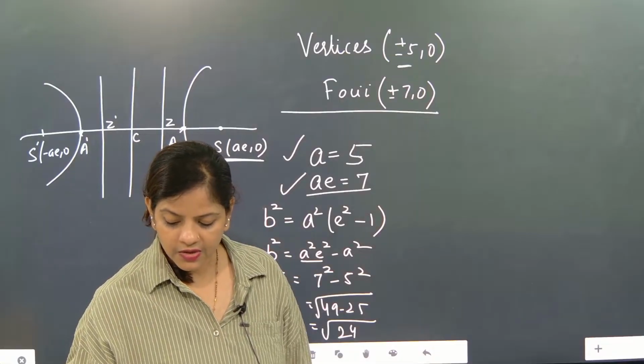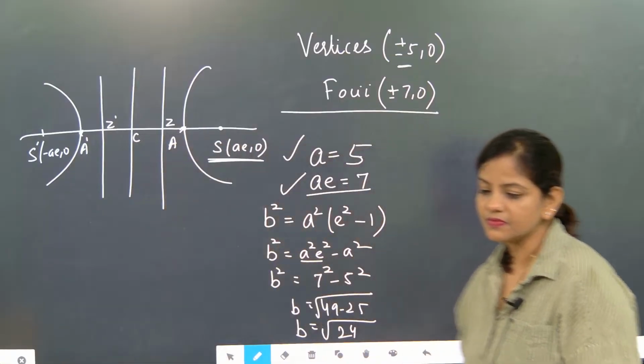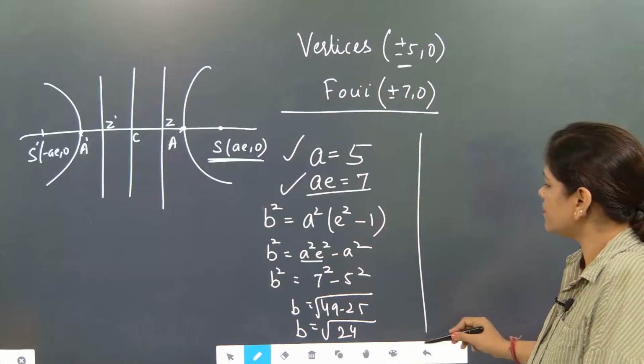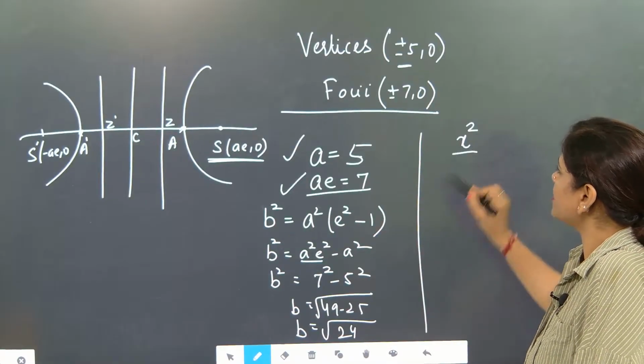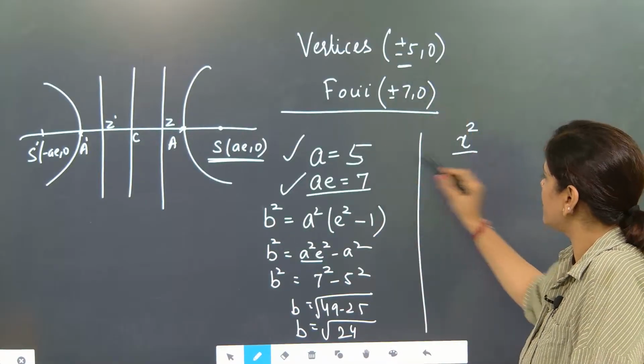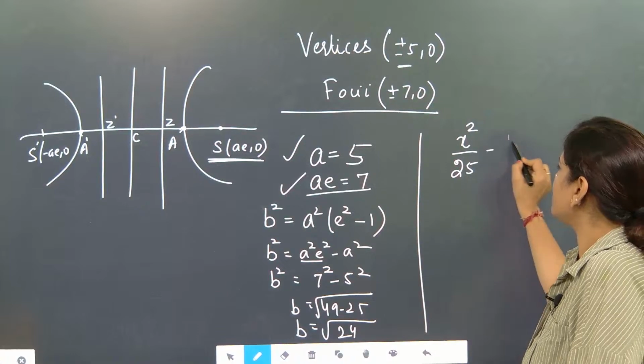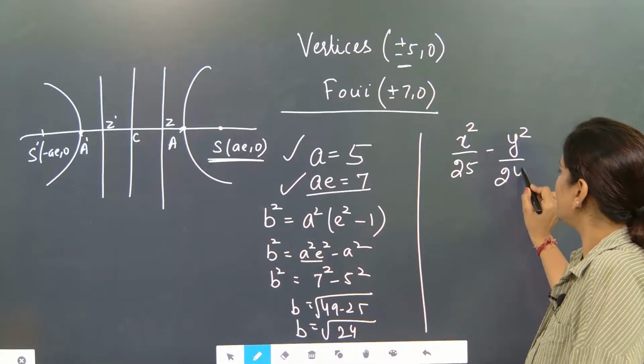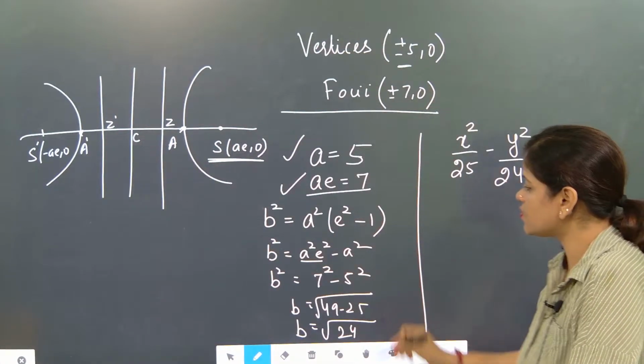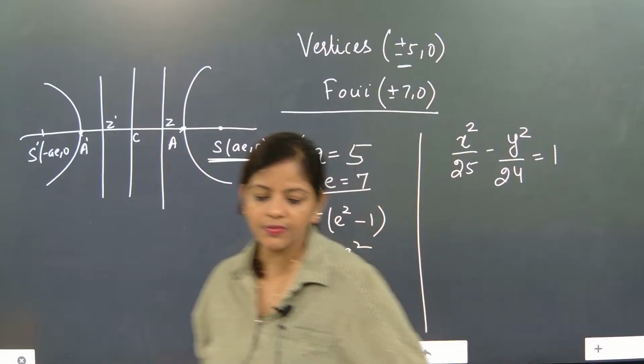So what will be the equation of the hyperbola? Understood. What will be the equation of the hyperbola here? X square by a square. What is a? 5. So 5 square will become 25 minus y square by 24 equal to 1. Because b square will become 24. B square will become 24.